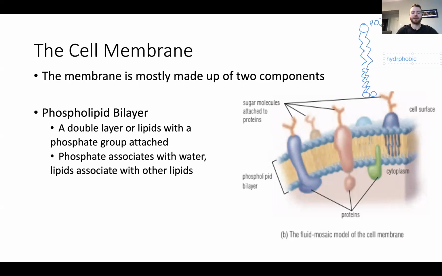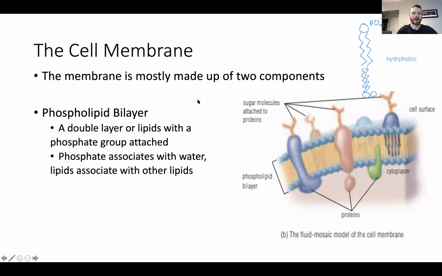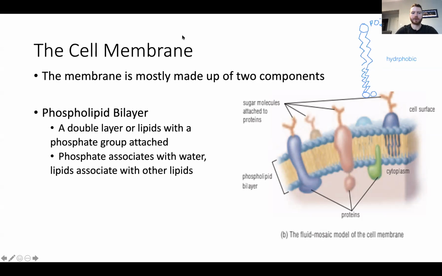So again, if you pour oil or butter into water, you're going to have those kind of balls that form up because oils are hydrophobic. They do not like to associate with water. Hydrophobic.